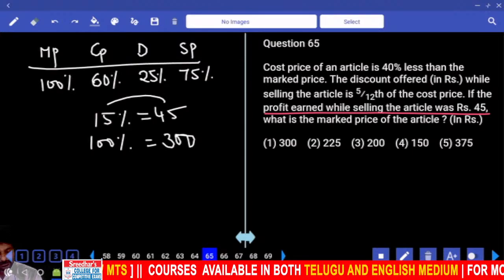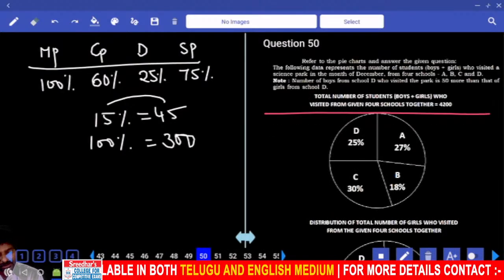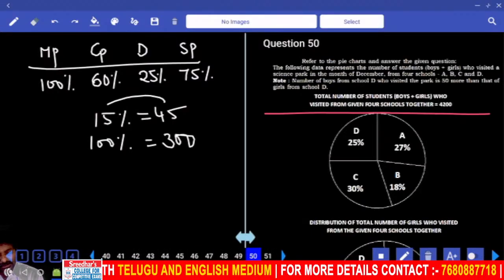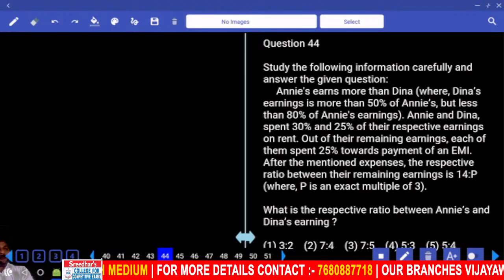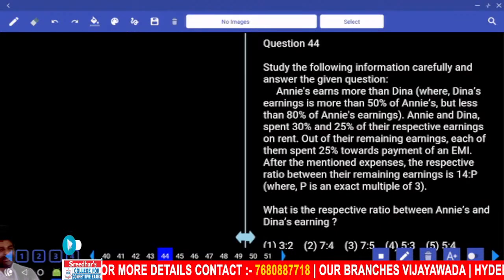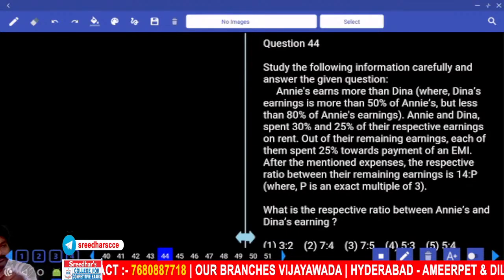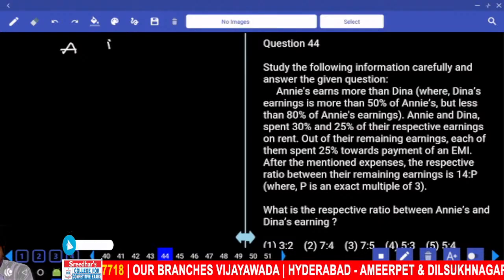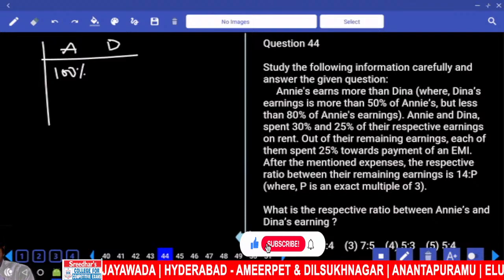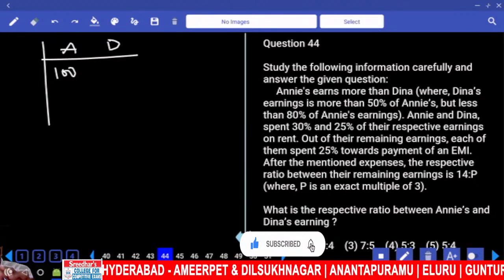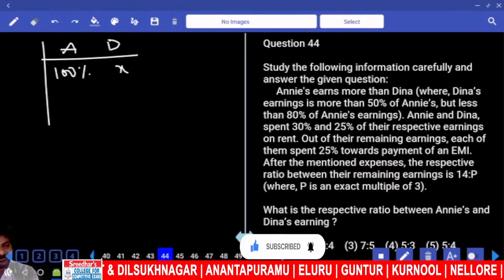Understood? Ani earns more than Dina. Okay. Annie and then Dina. Earnings 100%. Or else let me treat it as, yes, 100%, and then treat it as X, simply.